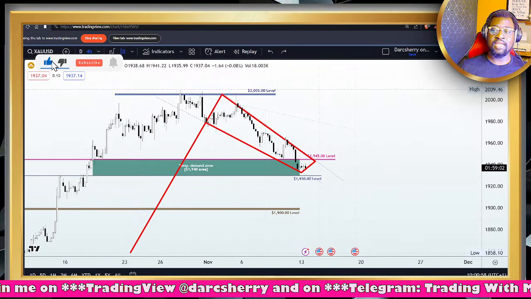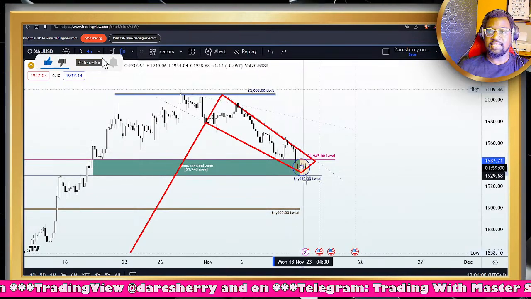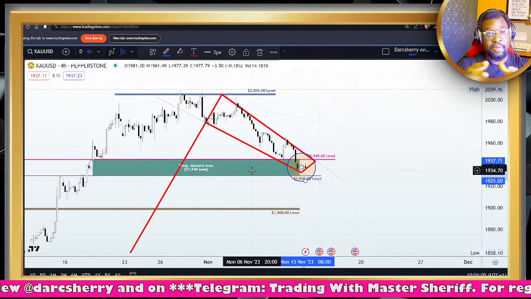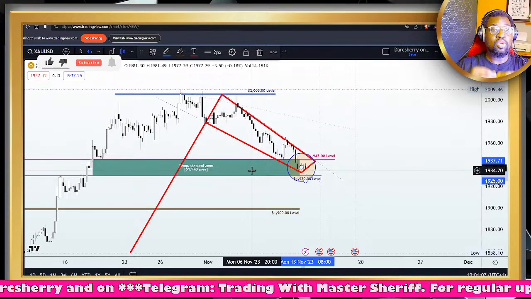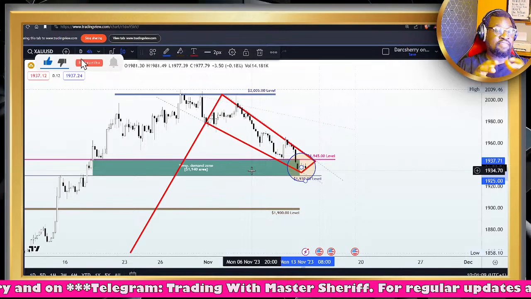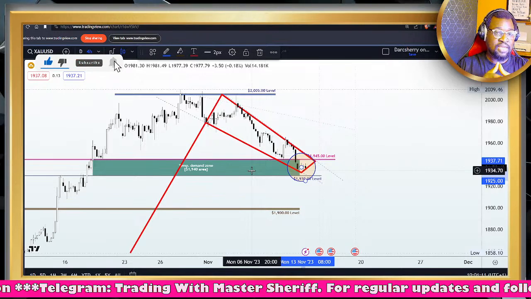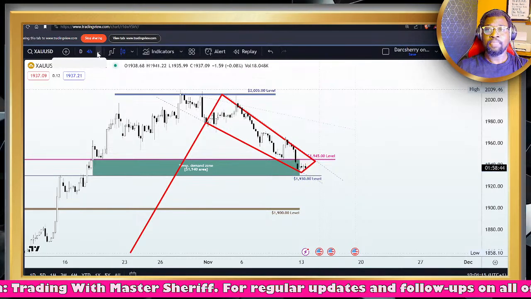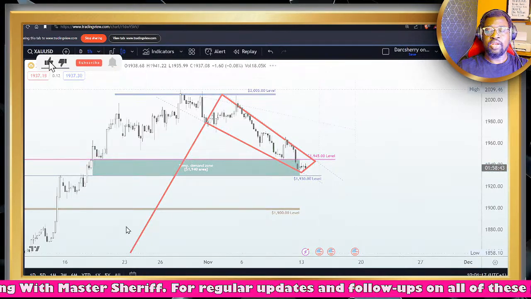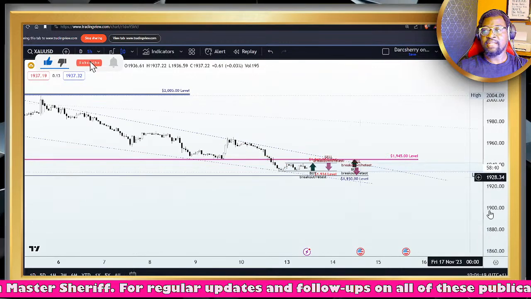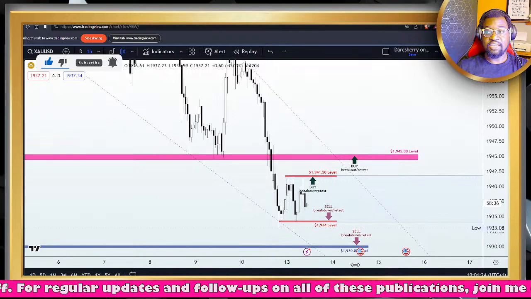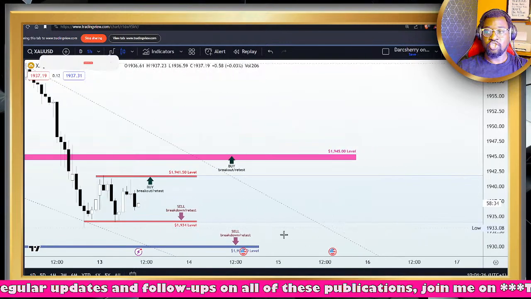So now let's scale down into the 1 hour time frame so we can see how participants have been reacting to the current market structure, especially within that 1940 area, which happens to be our demand zone in the last couple of weeks now. So scaling down into the 1 hour time frame, just right inside that demand zone, you will see, like I said earlier, price action is currently consolidating.